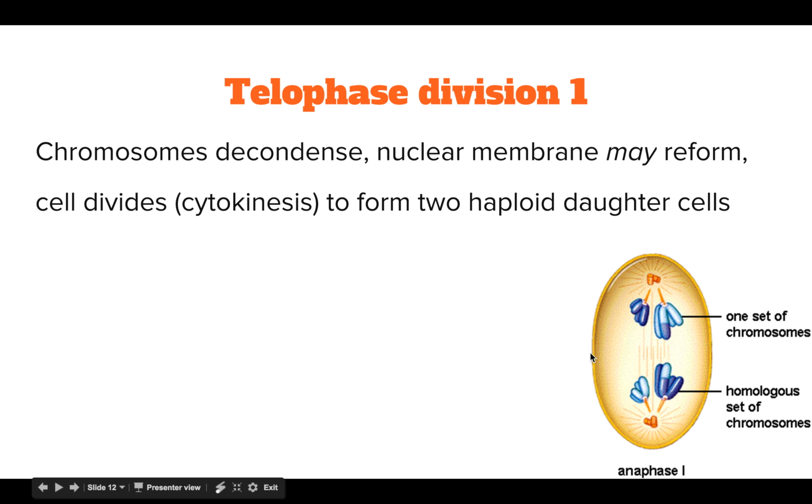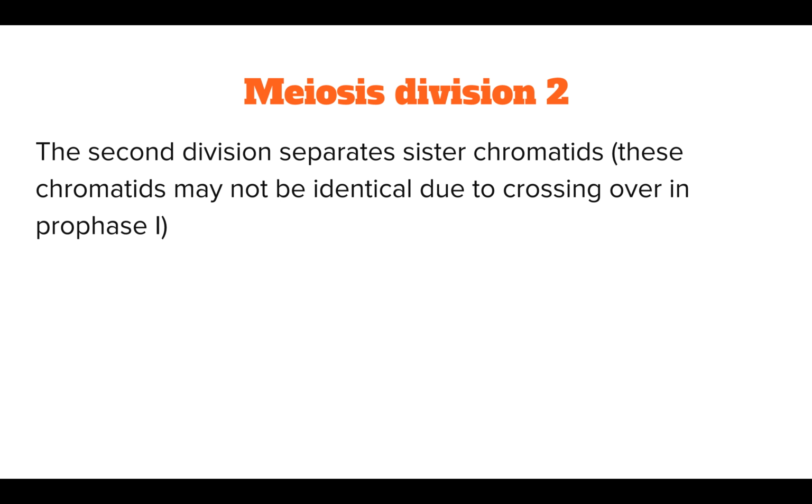So just imagine a line going through the middle of the cell, because the chromosomes are at the opposite end of the cell. And then there's a line that goes along the middle of the cell, and they separate, becoming two haploid daughter cells. You must remember they're haploid daughter cells because they have half the genetic material of the previous mother cell.